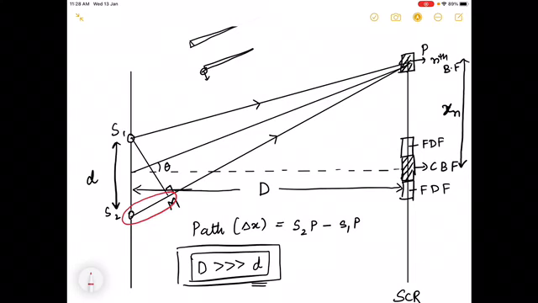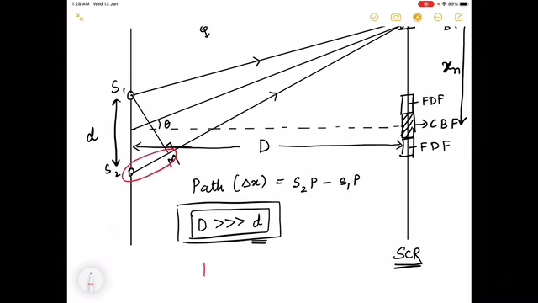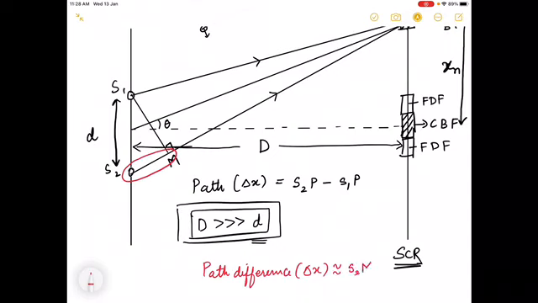So I can very simply say that this path difference del x is approximately equal to S2M, right? This is the path difference. I hope everybody agrees with me. S2M is my path difference. Let's try to find out what this S2M actually is.